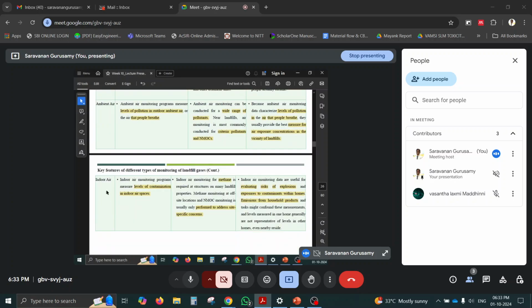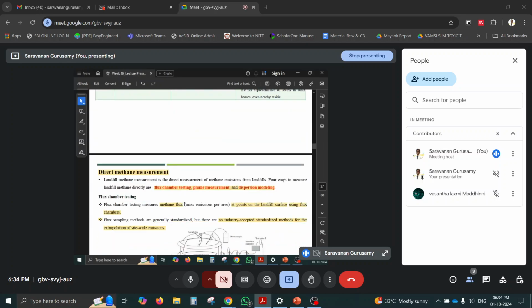Then indoor air quality monitoring. This is the level of contaminant present in the indoor air, that is inside the home or inside any institutional premises or office premises. So indoor air monitoring for methane is performed to address site specific concerns. This will evaluate the risk of explosion and exposure to contaminants within the home. We can also measure emissions from household harmful products, like any volatile product, like if you are having paint or anything, it will have some volatile compounds. This emission also we can measure with the indoor air quality monitoring systems.